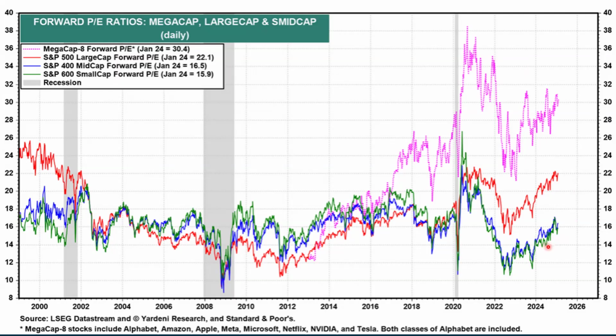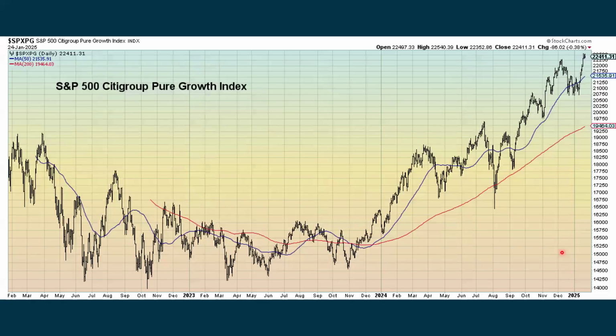The mid caps are coming in at 16.5. They're closer to that fair value level, where small caps are at 15.9. The 15 level is where the market is fairly priced at that point. But are the earnings behind these companies enough to justify their prices going up? That's the big question. Then we look at growth versus value.